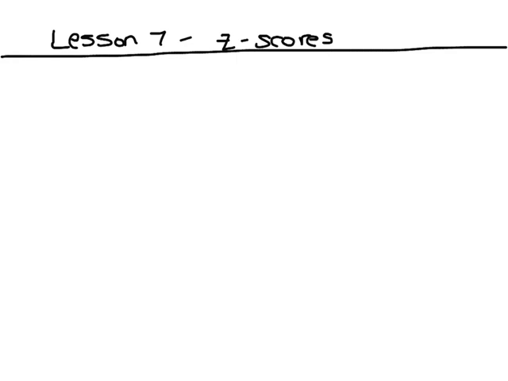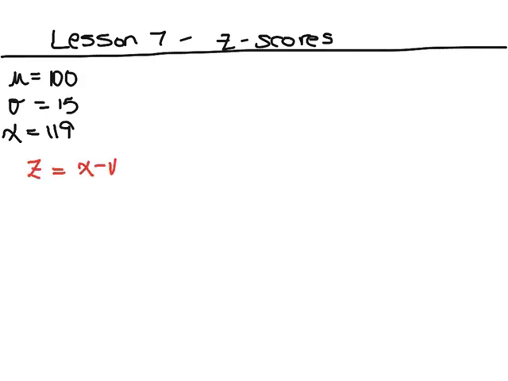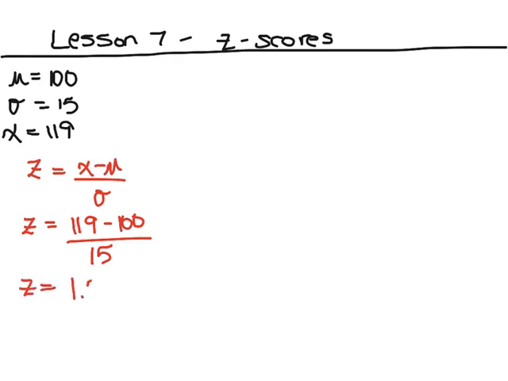IQ scores are normally distributed with a mean of 100 and a standard deviation of 15. If a person scores 119, so that's our data, how does this score compare with the scores of the general population? So we're going to calculate our Z-score. Z equals X minus the average divided by sigma. Our X is 119, our average is 100, and our deviation is 15. When you find this as a decimal, you get 1.27.